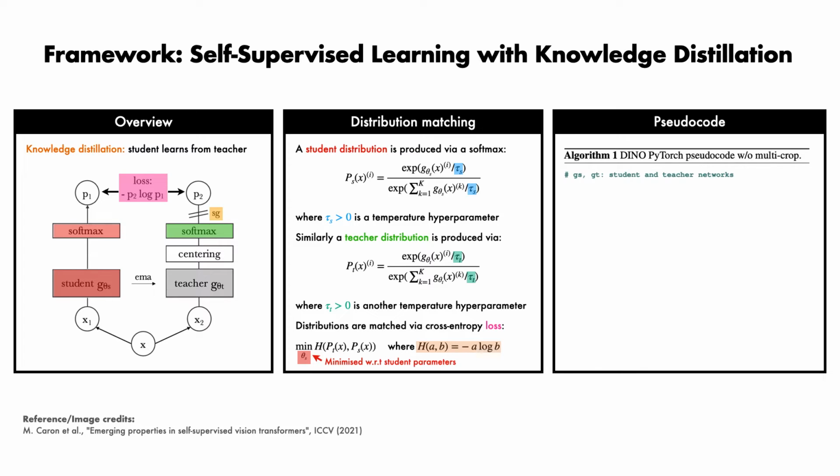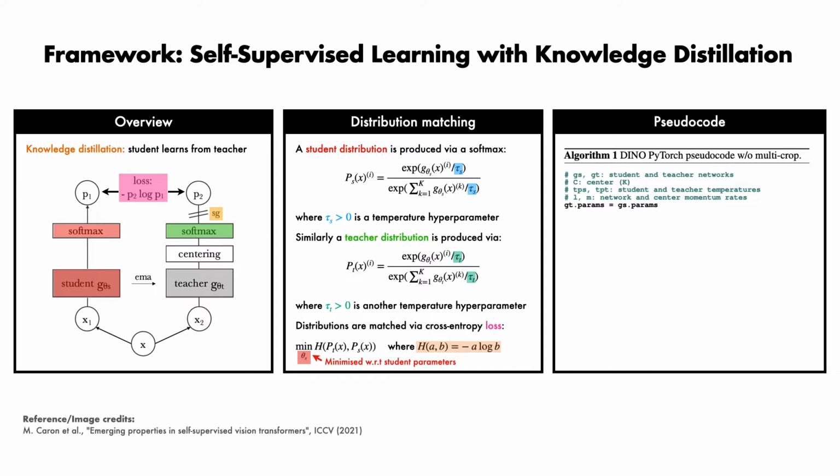The inputs are gs and gt, the student and teacher networks, C, a value that represents an exponential moving average of the outputs of the teacher, tps and tpt, the temperature hyperparameters for the student and teacher, and finally l and m, which are the momentum rates used in the updates for the exponential moving average of the teacher's parameters and the center value C.